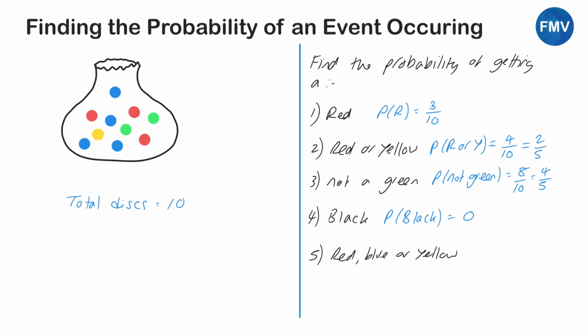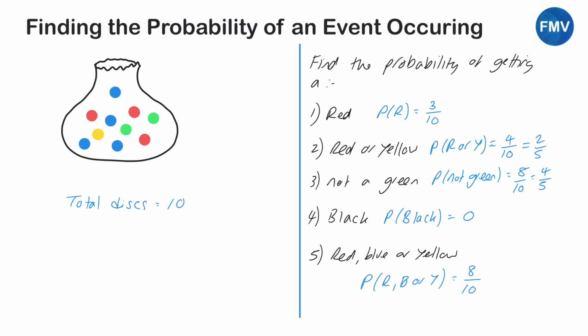And finally, what's the chance of getting red, blue, or yellow? So I need to count the reds, blues, and yellows all out of 10. So we've got 1, 2, 3, 4, 5, 6, 7, 8. That's 8 out of 10. If you look carefully, that's exactly the same as not getting a green.